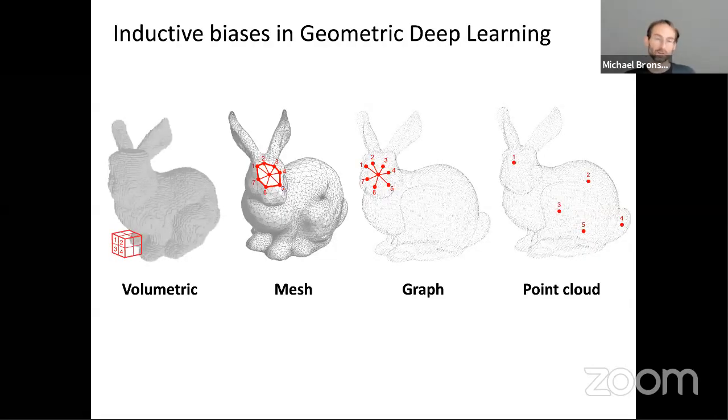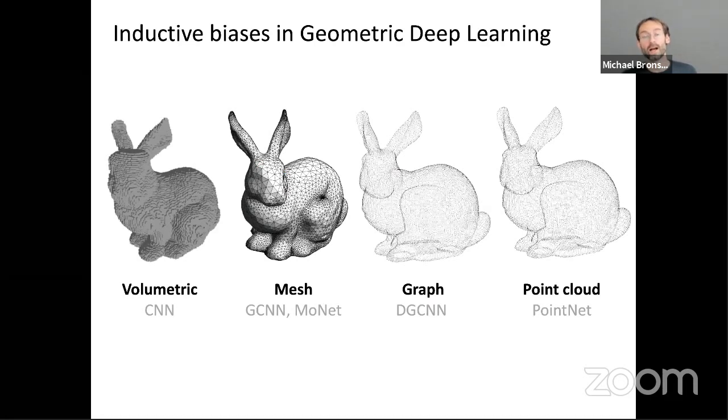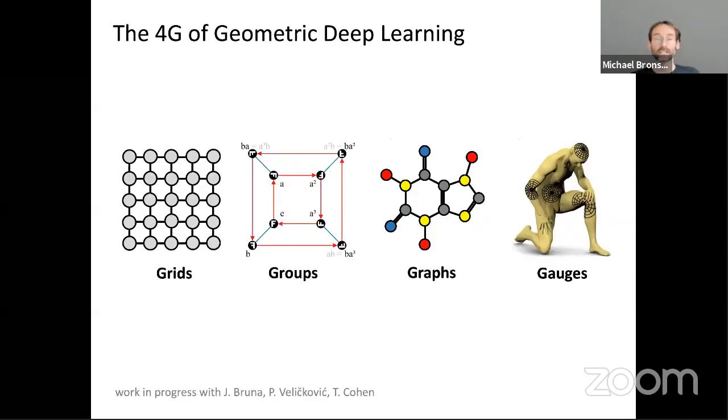Obviously the properties are very different. In volumetric representations, we have a fixed grid with fixed ordering. On point clouds, we have global permutation invariance, right? On local graphs, you have local permutation invariance, and on meshes, you have rotation ambiguity. And the kind of architectures that implement these inductive biases, as I've shown, are for example geodesic CNNs, MoNet, and dynamic graph CNNs.